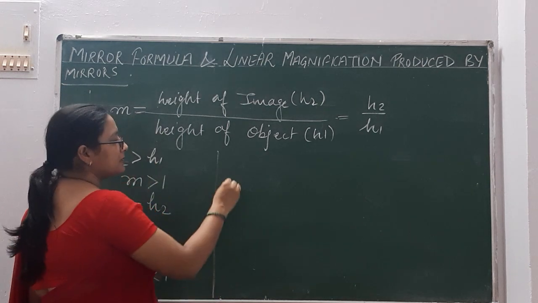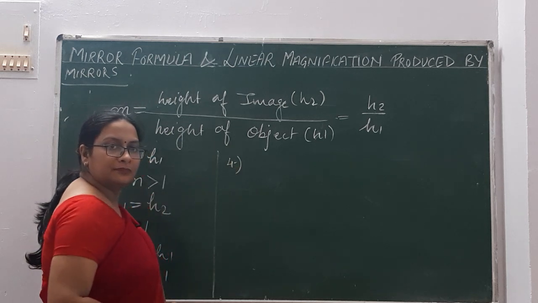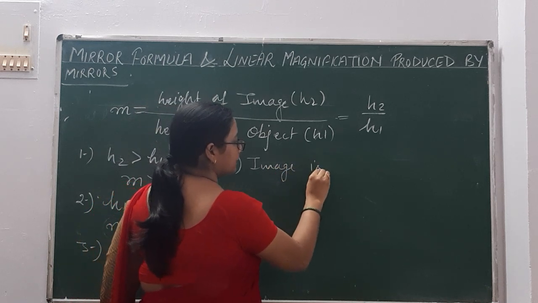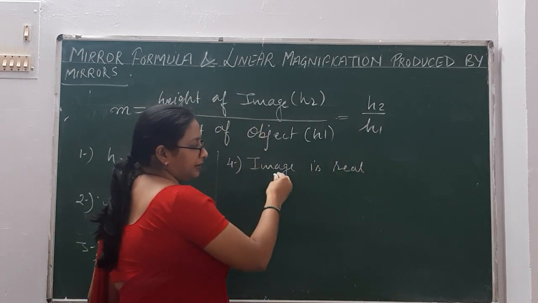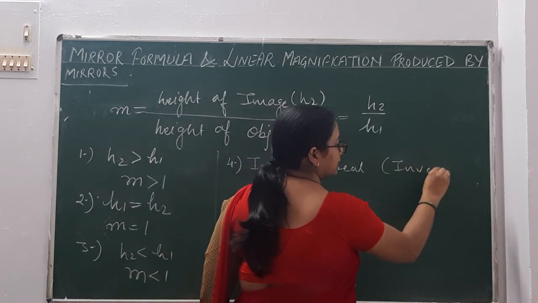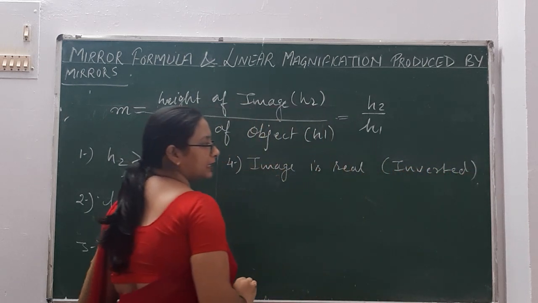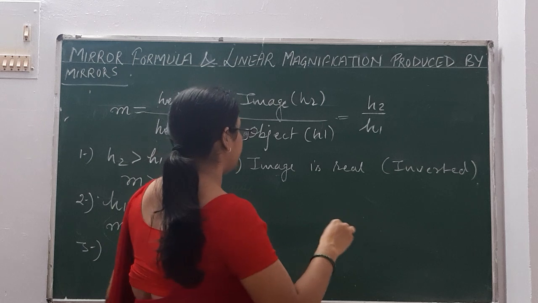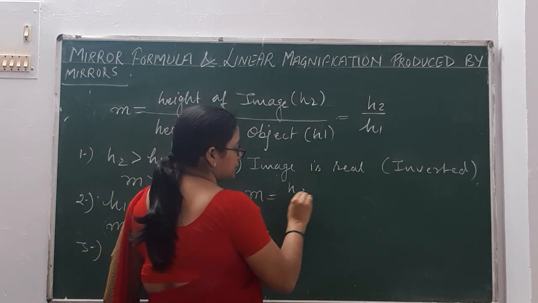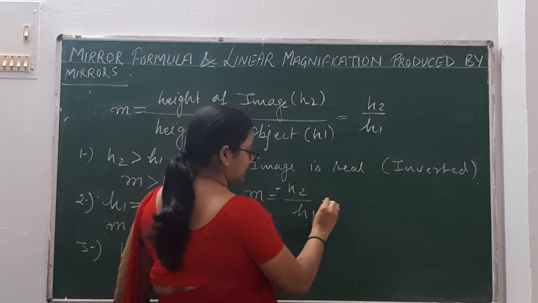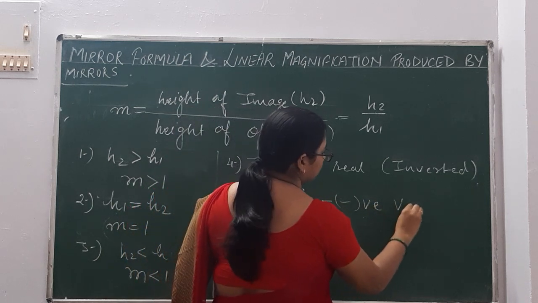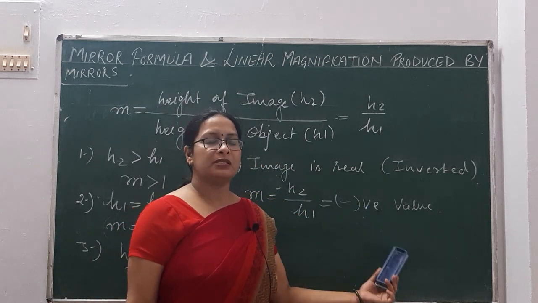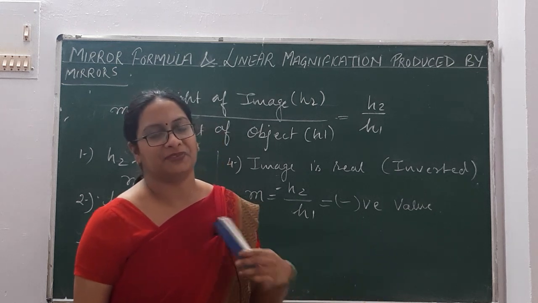There are some more conditions. Fourth condition, if the image is real, so real images are always inverted. So according to sign convention, we will take downward height as negative. So here m is equal to h2 by h1, but h2 is negative, means magnification is a negative value. So children, if magnification is negative, it shows that the nature of image is real and inverted.